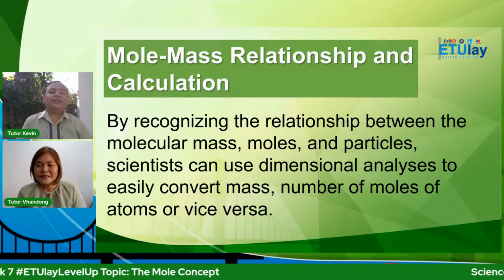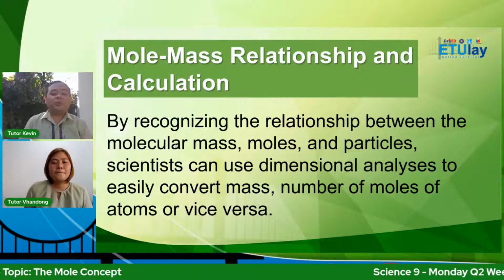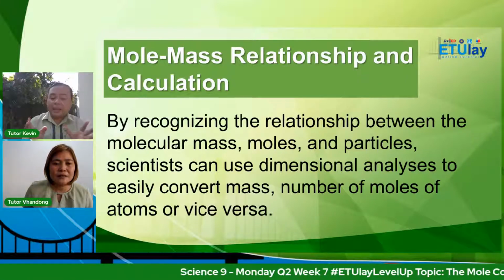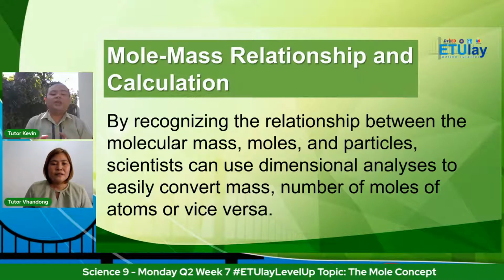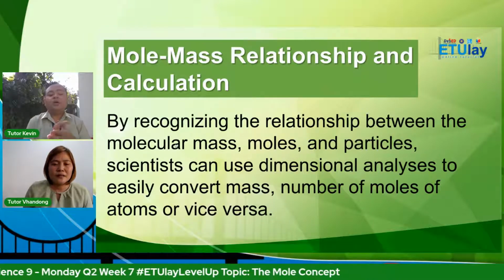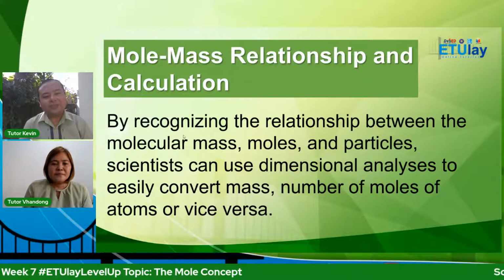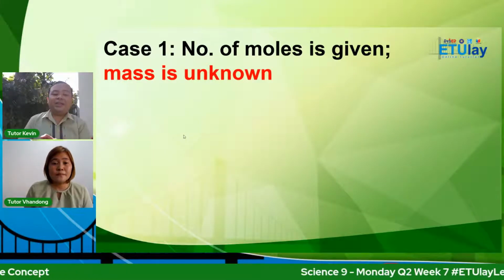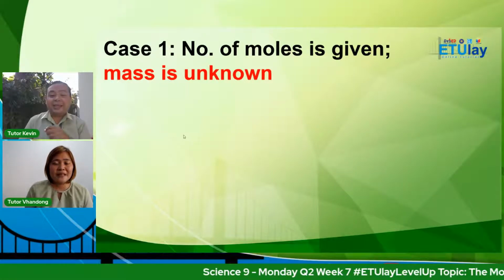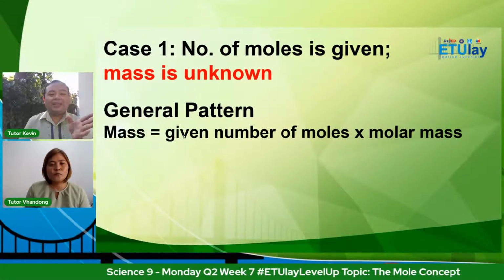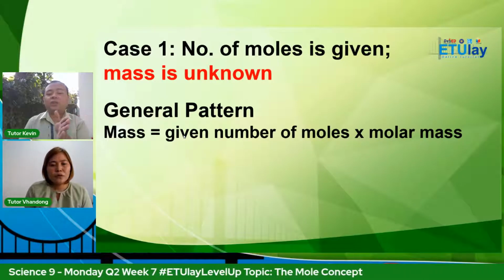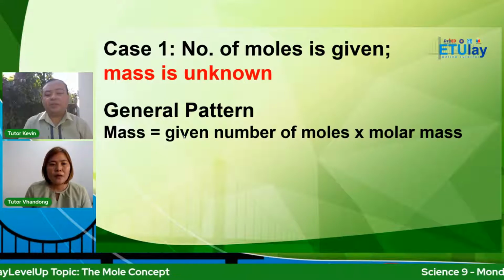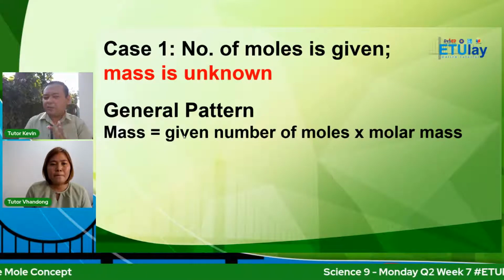Let's move on to the mole-mass relationship. By recognizing the relationship between the molecular mass, moles, and particles, scientists can use dimensional analysis to easily convert mass to number of moles of atoms, or vice versa. For case number 1, the number of moles is given and the mass is unknown. The general pattern is: mass is equal to the given number of moles times the molar mass.